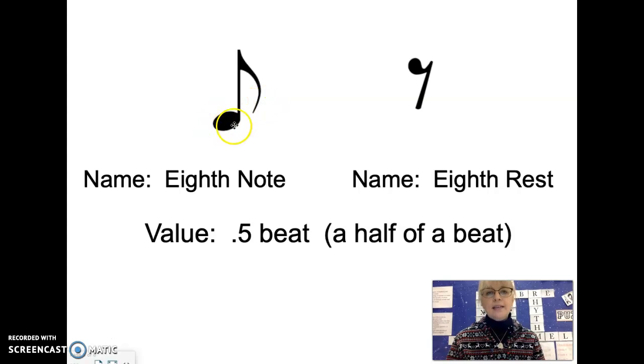A single eighth note is colored in, has a stem, and now we've added another part. We call this part a flag. So the eighth note has the note head, stem, and a flag. An eighth note is worth 0.5 beats, or a half of a beat of sound. We call it T. Try that with me.